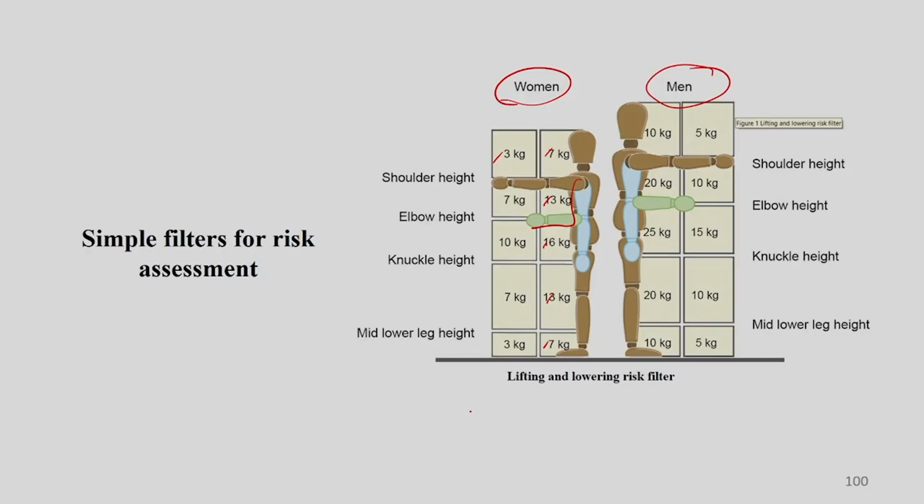So this is a simple guideline: at shoulder height, elbow height, knuckle height, or mid lower leg height, what should be the weight for women. These are the list for the women and this is the list for the men. So you can use this filter to find out what weight he or she should carry, for the lowering or lifting job.